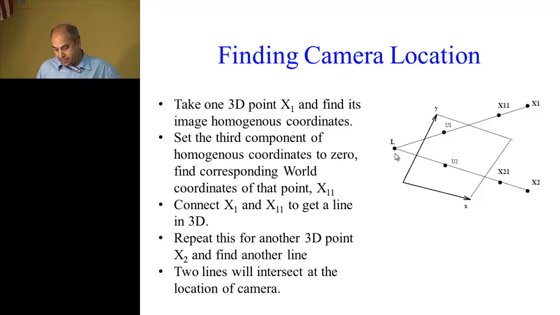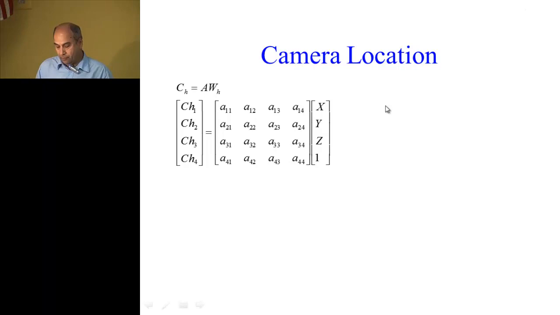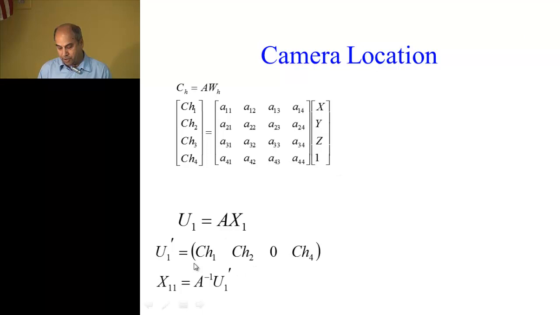Now, mathematically, this is our camera matrix, and we talked about how to find that. Once we have that, we can relate the 3D coordinates with the 2D coordinates in the homogeneous system. For simplification, we'll say U1 is equal to the A matrix multiplied by X1, as I showed you in the picture. Then this will have the homogeneous coordinates in the image, CH1, CH2, CH3, CH4, and we'll just make CH3 zero. This will become another point, which we'll call U1 prime, and we will multiply it with the inverse of this M matrix, which we'll call X11. Okay? So now we have two 3D points.